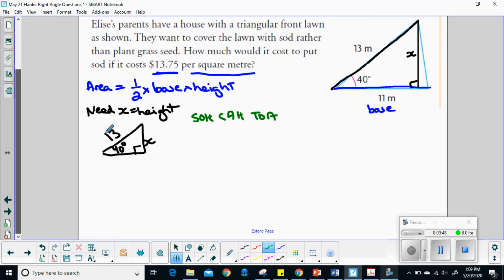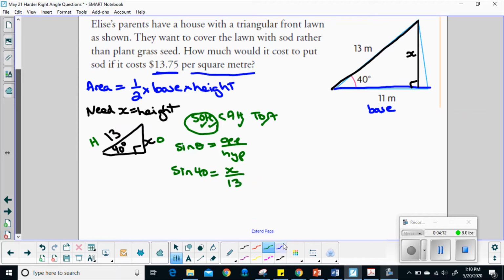So let's see. This is my hypotenuse. Over here is my opposite. So opposite is involved, hypotenuse is involved. So we want to use our sine function because it's the one that has both of the pieces that I know. Opposite over hypotenuse. So let's pop in what we know. 40 degrees. Opposite is X. Hypotenuse is 13. Rearrange. So we're going to times both sides by 13. So that's what we type in our calculator. 13 times sine of 40.